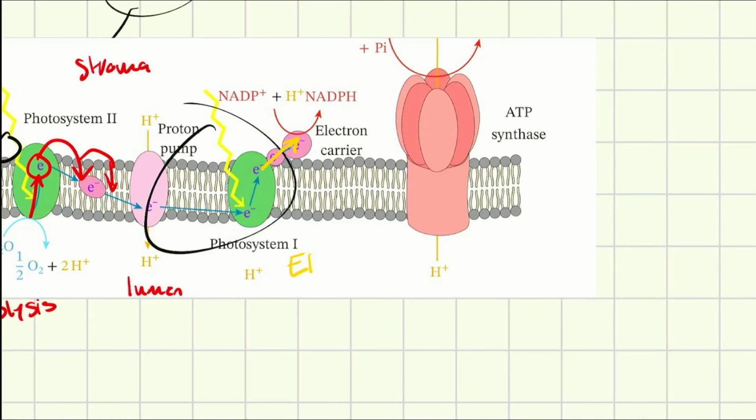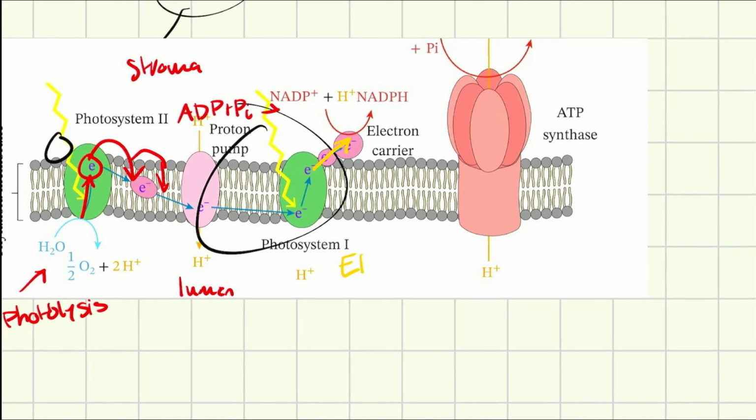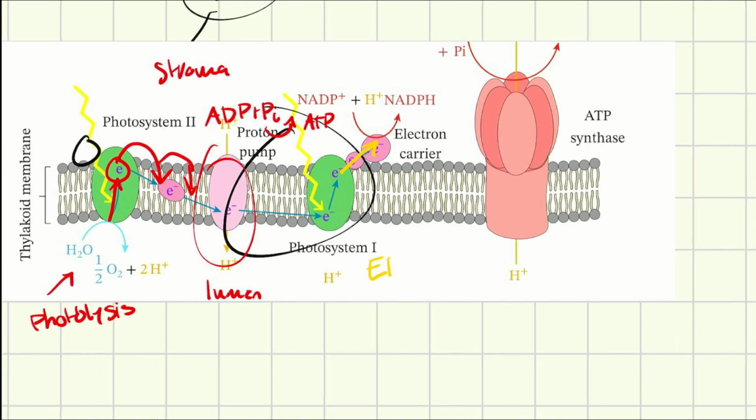One more thing. Again, the energy from our electron transport chain also provides us enough energy to create ATP from ADP. So essentially, I know the step is missing here, but ADP plus Pi into ATP. So our first electron transport chain is going to do two things: create the hydrogen ion gradient and create ATP.